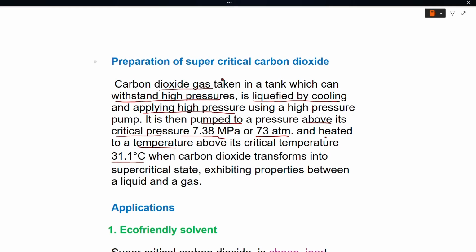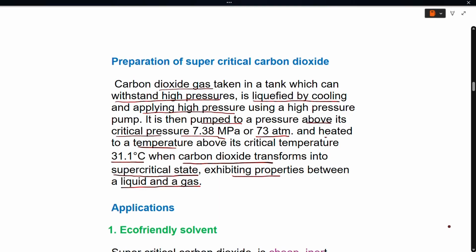Now what happens is, first we liquefy this carbon dioxide, and then pump it to another chamber where the pressure is greater than the critical pressure and the temperature is around the critical temperature, that is 31.1. At that temperature, carbon dioxide transforms to a supercritical state, exhibiting properties between that of a liquid and a gas. It won't show the total properties of a gas, neither of a liquid. So it has hybrid properties of a liquid and a gas, and this type of carbon dioxide we call supercritical carbon dioxide.